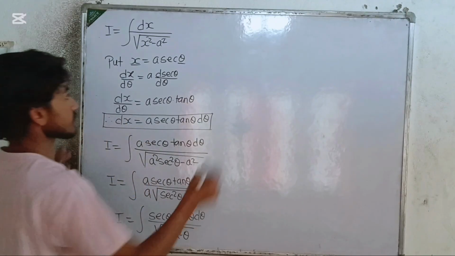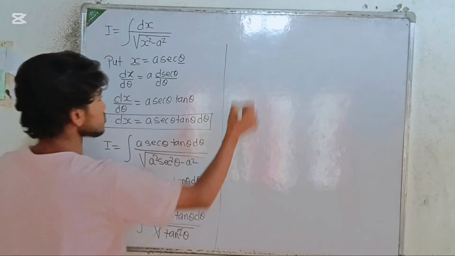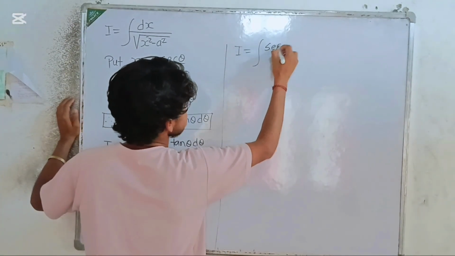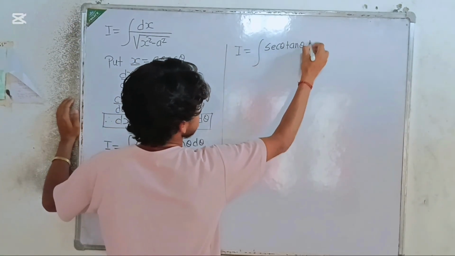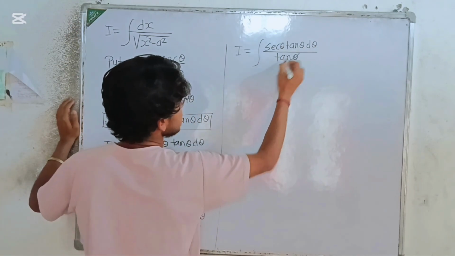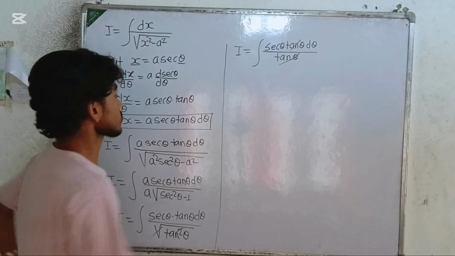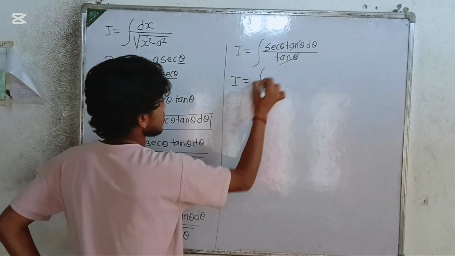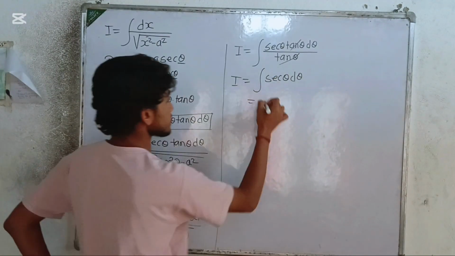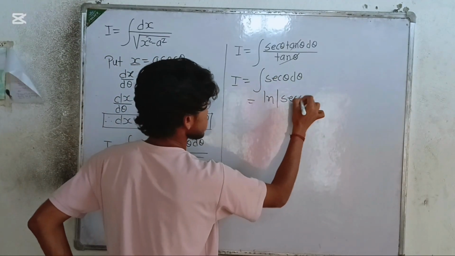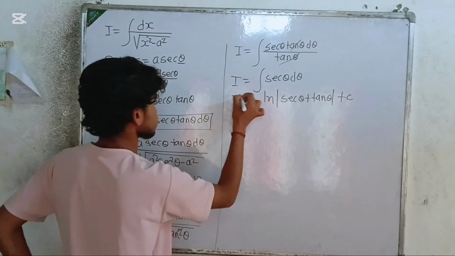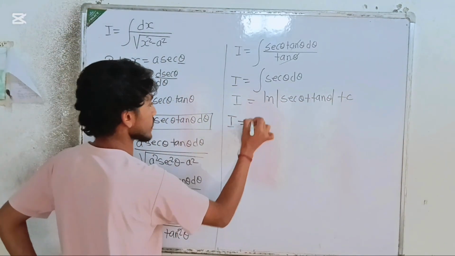So the square and root will cancel out, and I get I is the integral of sec theta tan theta d theta divided by tan theta. So tan theta cancels out, and I got I is the integral of sec theta d theta. The integral of sec theta d theta is simply ln of sec theta plus tan theta, plus some constant c, right?